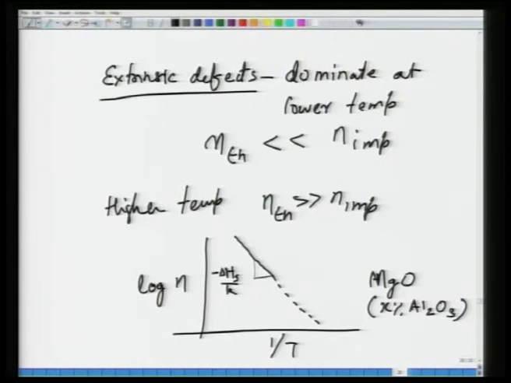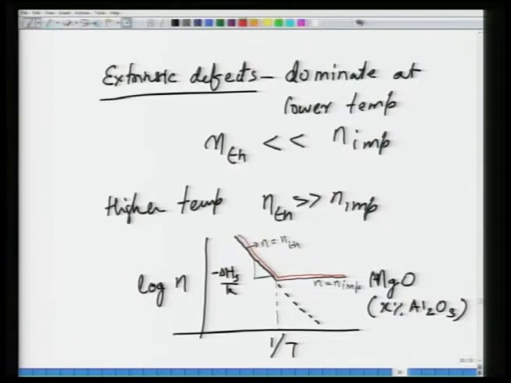And beyond this, let us say critical temperature, what dominates is, so this is N equal to N impurity, and this is N equal to N thermal. So this is how the behavior is. So overall behavior is something like this. So up to this temperature it's all thermal. This is 1 by T.